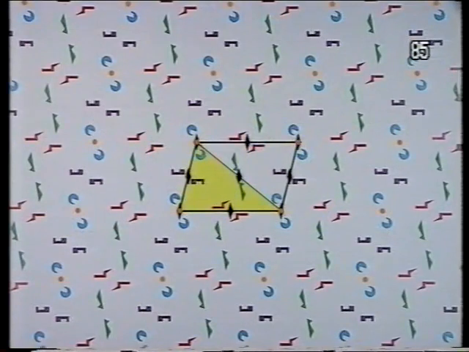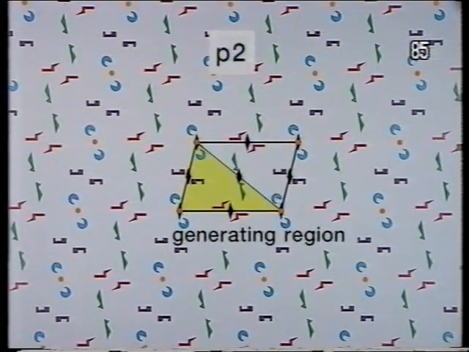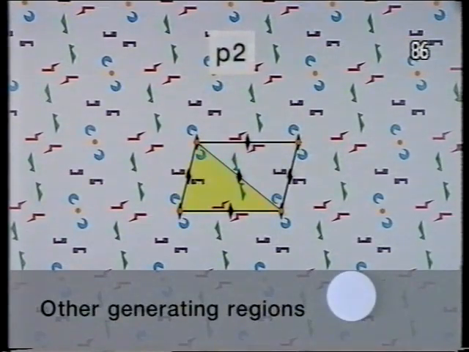Such a pattern is referred to as being of type P2, because 2 is now the highest order of rotational symmetry. The triangle upon which the whole pattern is based is called the generating region. It is a region of the smallest area, such that its images under all the symmetries of the pattern cover the entire plane. The generating region is not unique. Other regions can be used to generate the pattern. Can you think of one for this pattern?